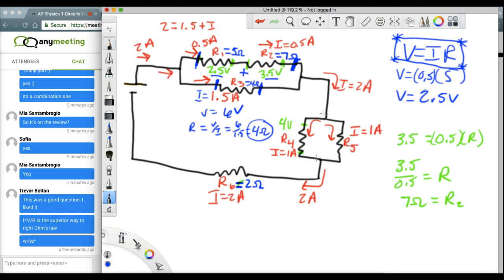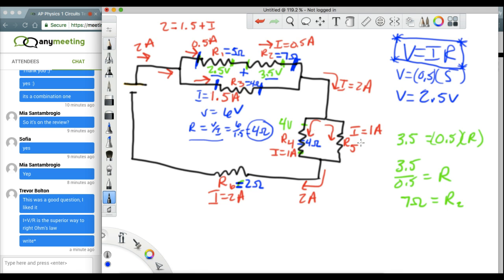Now let's work on this branch here. We know the voltage drop is 4 volts. We know that the current running through here is 1 amp. So I can figure out what the resistance is. Again, the resistance is just going to be the voltage divided by the current, just like we did up here. So 4 divided by 1... Oh wait, sorry. We knew the voltage drop was 4 volts. We're trying to find the resistance. It's going to give me a resistance equal to 4 ohms. So that's going to be a 4 ohm resistor there.